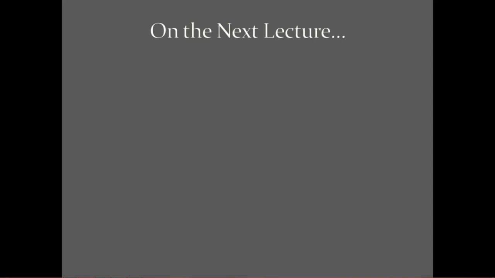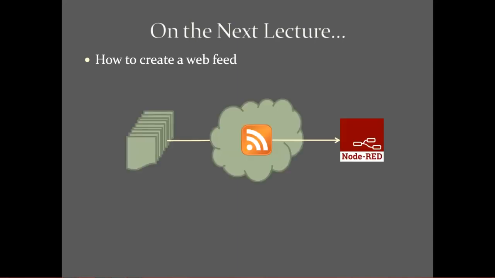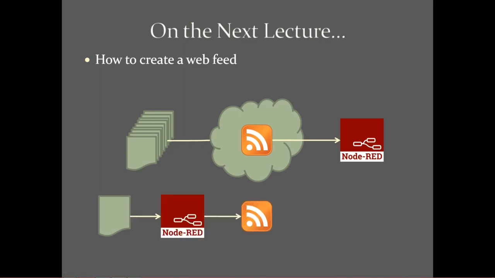On our next lecture, we will learn how to create a web feed, because so far our application can only connect to sources that have an RSS channel. But what if there is one source that doesn't have that channel? Use Node-RED to create that RSS channel, and immediately that will be compatible with our application.